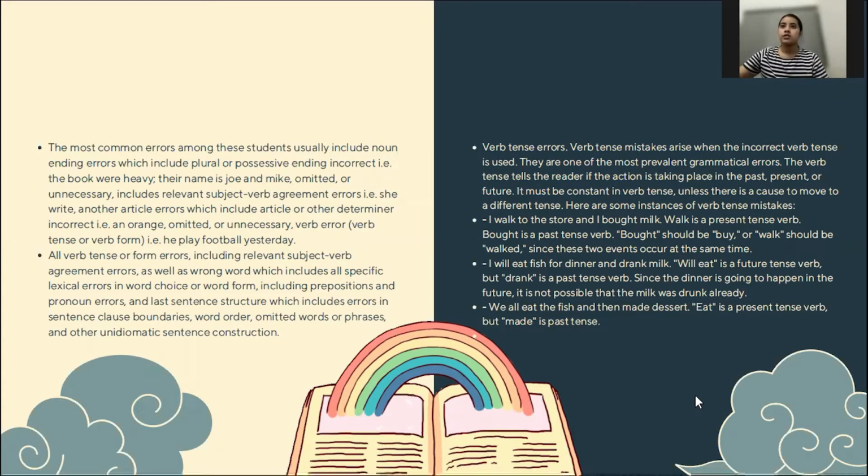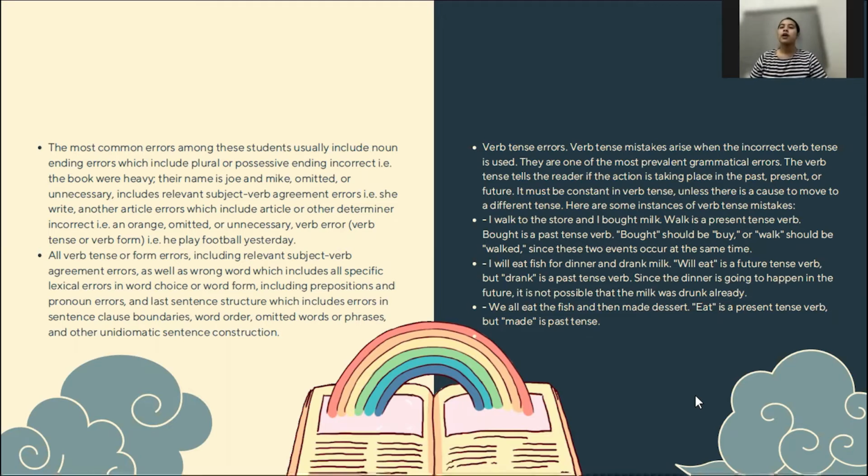Okay, so the first grammar item is verb tense errors. Verb tense errors occur when the incorrect verb tense is used. They are one of the most prevalent grammatical errors. The verb tense tells the reader if the action is taking place in the past, present, or future. It must be constant in verb tense unless there is a cause to move to a different tense.